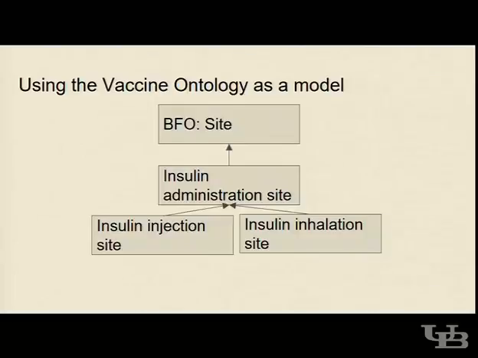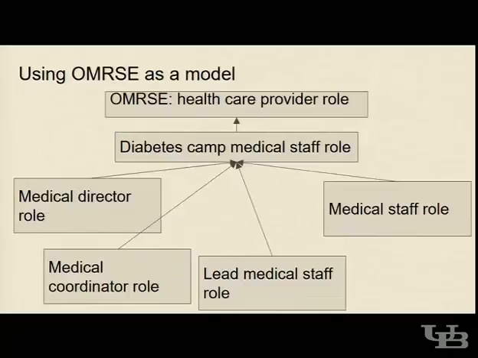An important consideration for me was there are new insulins out there which can be inhaled. And so I have to include the term insulin inhalation site, which is still an insulin administration site. However, it might be, for example, a nostril as opposed to the back of your arm.